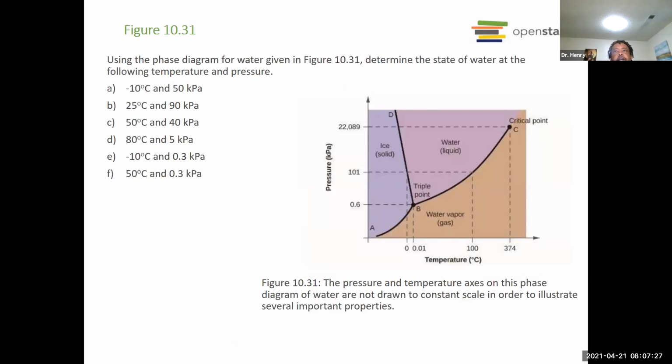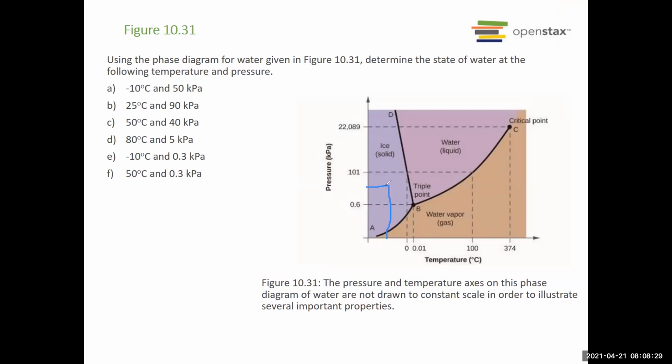Okay, so use the phase diagram for water, given in figure 10.31. Determine the state of water at the temperature and pressure. A, minus 10 degrees and 50 kilopascals. I'll do the first one, and then I'm going to expect you guys to participate on the rest. So if it's minus 10 degrees, here's 0 degrees, so it's somewhere in this realm, and it's all the way up to 50 kilopascals, so about right here. So then the state is going to be a solid. Does that make sense? I think so, yeah.